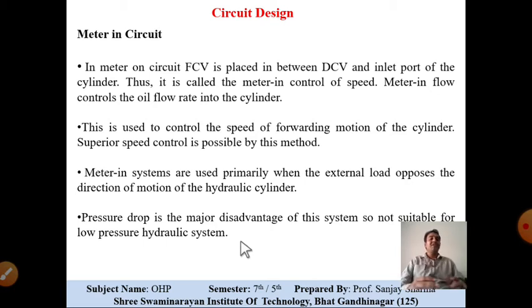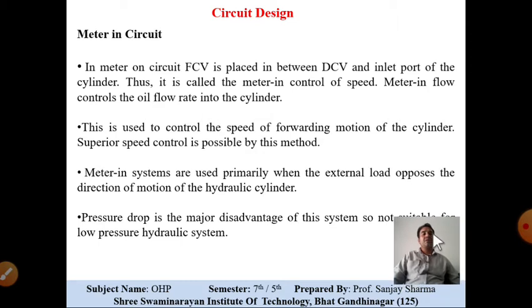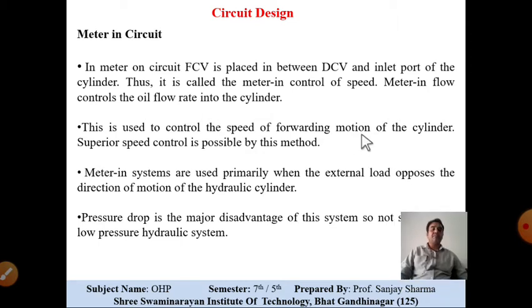What is the main disadvantage of the meter in circuit? The main disadvantage of the meter in circuit is that the pressure drop is the major disadvantage. So where high pressure is required, it is applicable there only. Otherwise this system is not suitable for low pressure hydraulic systems. So this is how the meter in circuit is utilized.